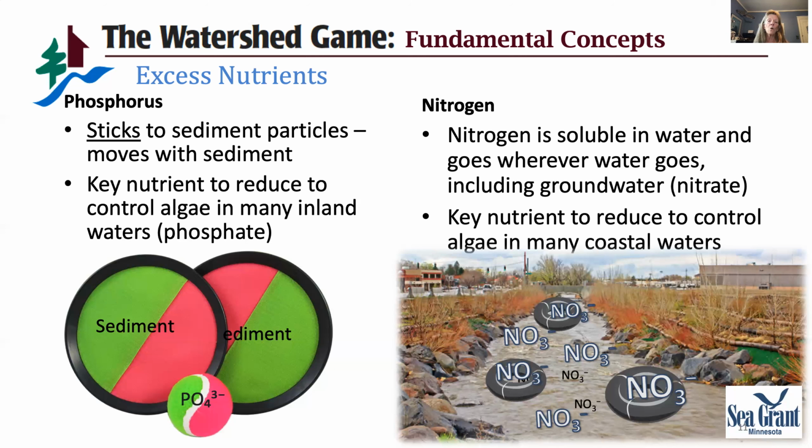And they will go, nitrate goes wherever the water goes. So that's one of the big ways that nitrate moves around in our environmental systems. So that also includes groundwater, which is why we are often concerned about nitrate in well water, because nitrate goes right down into the ground, and it ends up back in waters of the US, but it can also cause some issues. So it's the key nutrient that we have to reduce to control algae in many coastal waters. Important things to know.